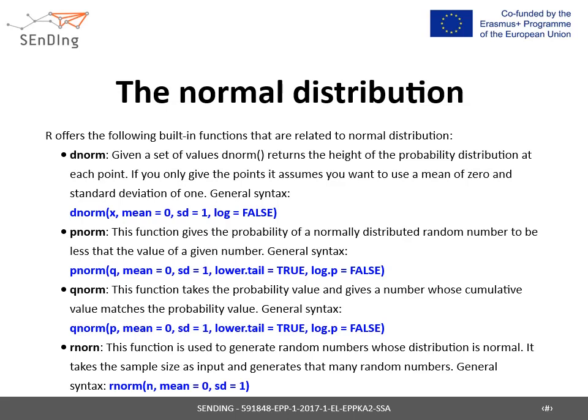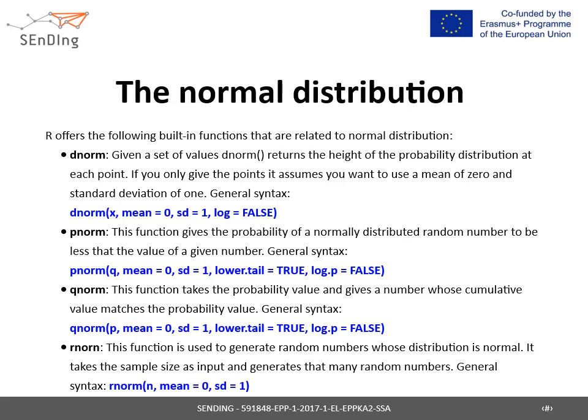This function gives the probability of a normally distributed random number to be less than the value of a given number. The general syntax is pnorm(q, mean = 0, sd = 1, lower.tail = TRUE, log.p = FALSE).